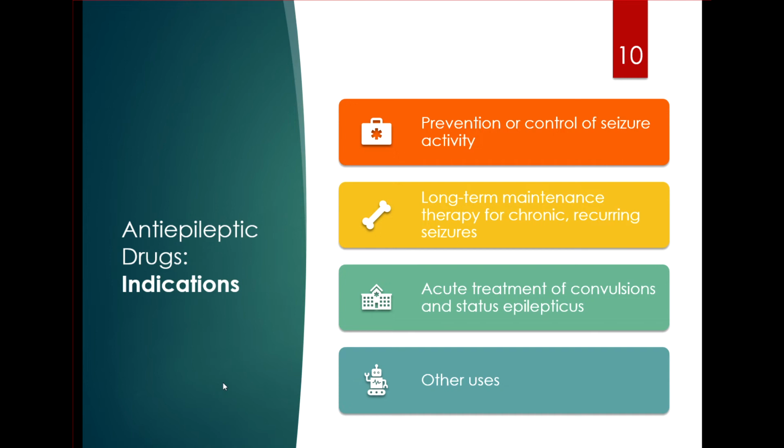Long-term maintenance for chronic recurring seizures. Sometimes we use these drugs for an acute treatment of convulsions and status epilepticus. Status epilepticus is like status asthmaticus. It is seizure activity with the convulsion behavior that we can see that is not stopping. You can't break it. It is one seizure after another, after another, and it's actually a life-threatening emergency. And so they will be taken to the hospital, and we have to give IV drugs in that case to help break that epileptic event.